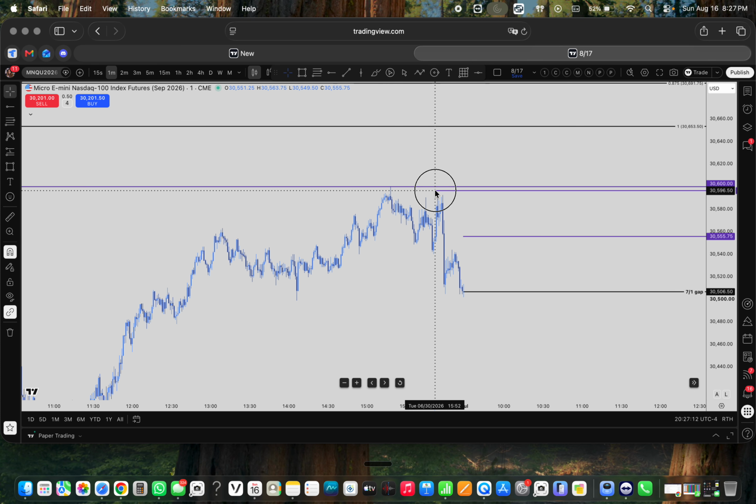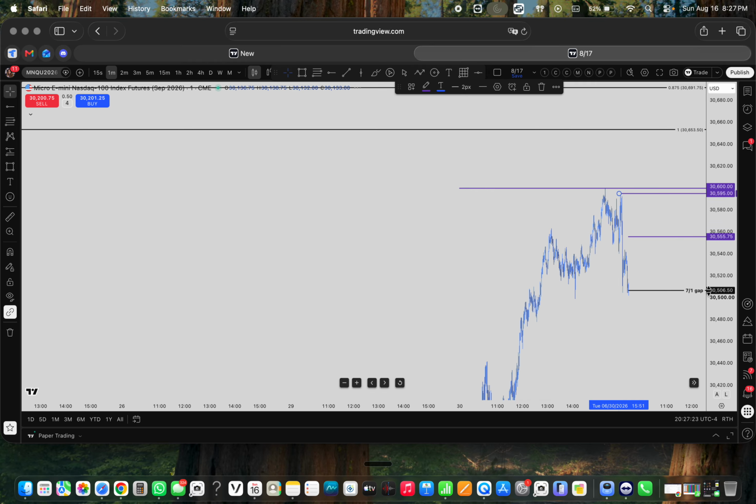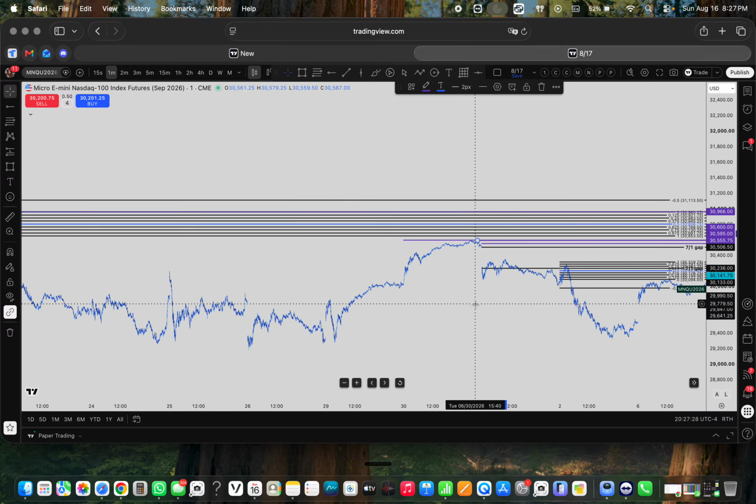I hate magnets. I mean, I like it, but it's also very annoying. Yep, so those are some highs right there that price could be drawn to if it's going to be bullish. What else are we looking at?